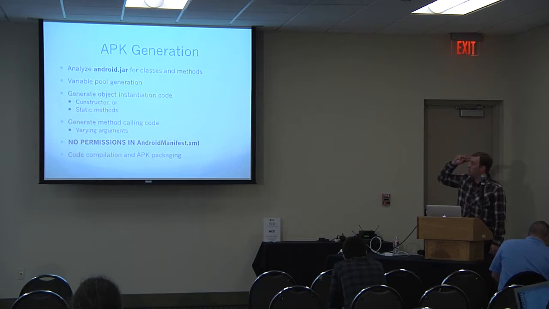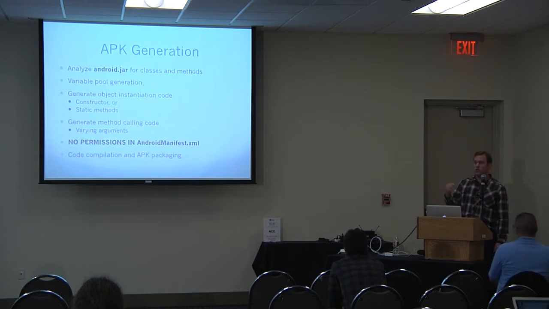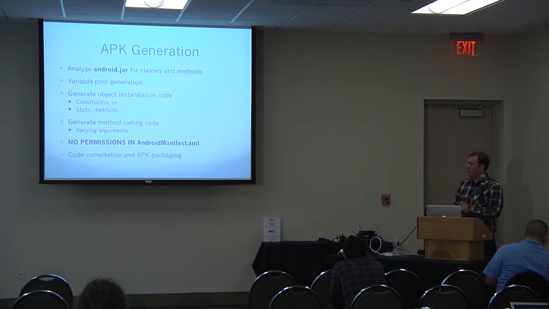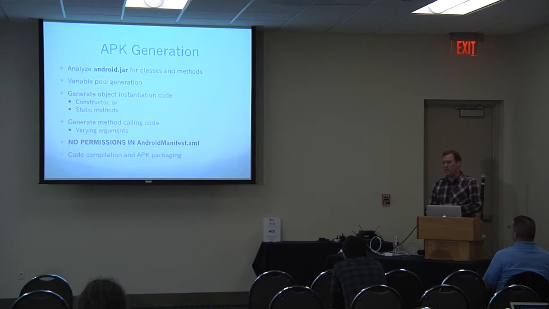They must also generate object instantiation code. And this can either come from constructors or static methods, where maybe you need to get a handle to a service or a service manager class. And then lastly, they need to generate the method calling code. And in this, it is ideal to have varying arguments. And the reason for that is to hopefully test the code well enough so that you can trigger any security exceptions that would occur.